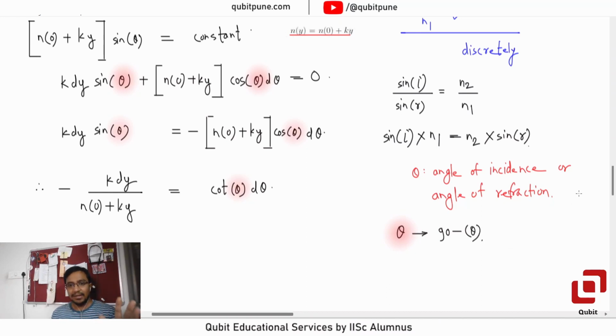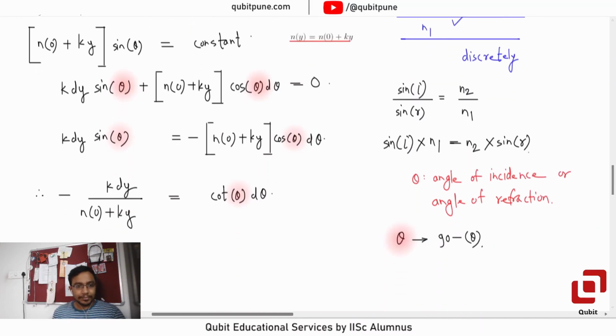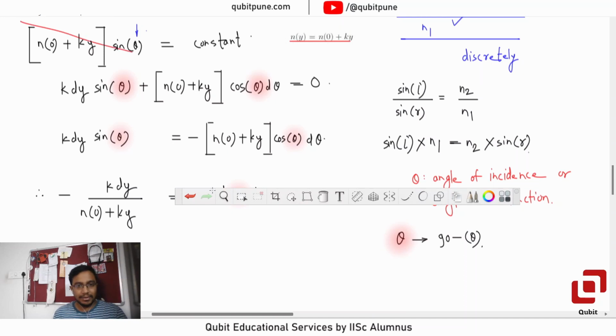Did you get this step? Yes or no? Okay, you got it. So look, suppose we do it right here. For theta we make the change 90 minus theta, for the angle which the ray makes with the normal. Then what would change here? It would become cos theta, right? Then okay, let's just do it here.